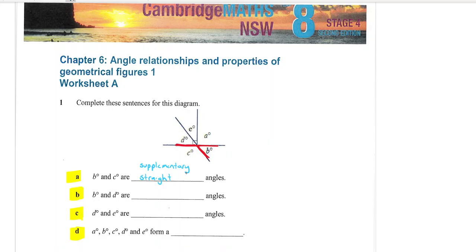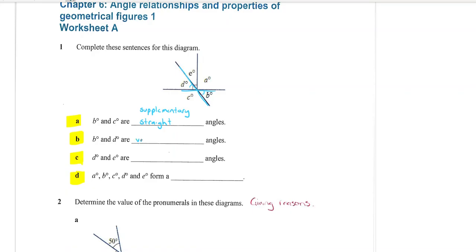Okay, what about B and D? What are they doing? They are vertically opposite. So they've got the two straight lines and they are directly across from each other. So they are vertically opposite angles. D and E are in a right angle. That's right. So you can either put right angle, or what is the other more fancy name for that? No, that was for the straight line. Starts with C. Complementary. Good.